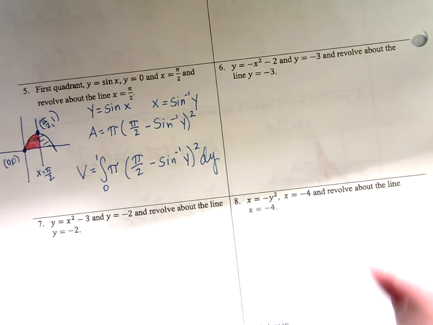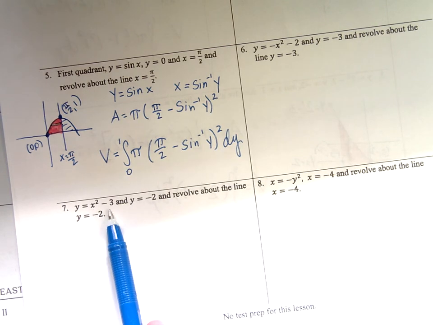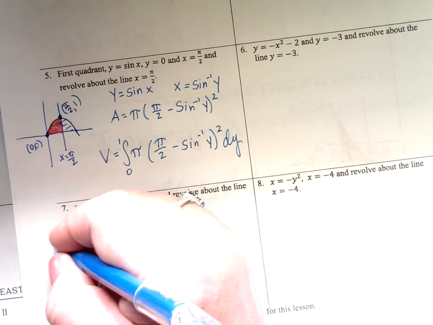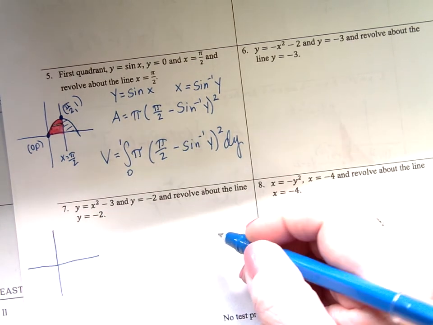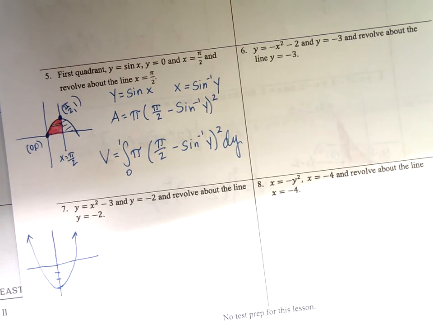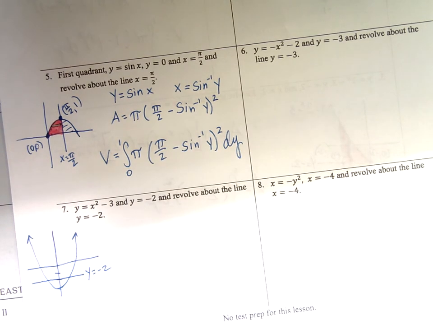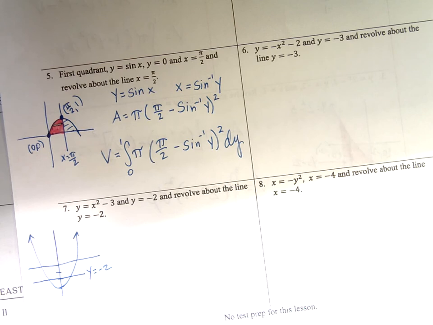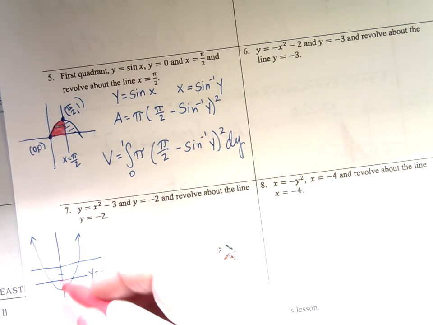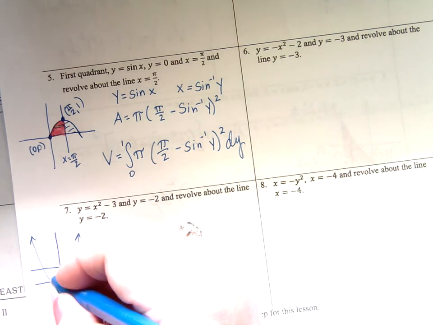This one's revolving around the line y equals negative 2. I have a parabola, move down 3, and let's see what this guy's going to look like. x squared minus 3, 1, 2, 3, happy parabola. y equals negative 2, that's down here. And I guess that's all I need because I'm revolving around the line y equals negative 2. So I'm taking this little peak, I guess I should say it's a valley, right? That little piece, and I'm going to revolve it around this line, so it's going to come like this.